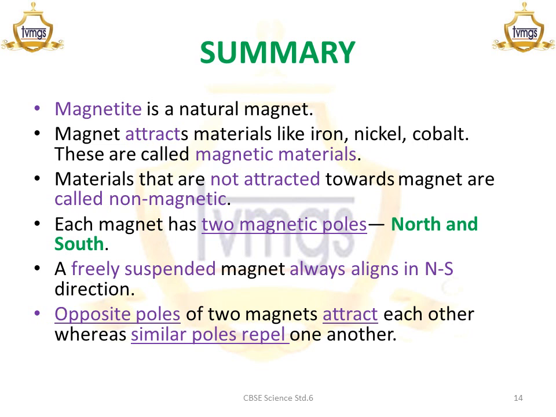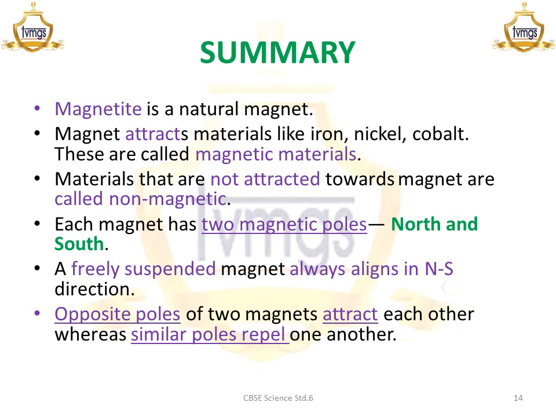Magnetite, also known as lodestone, is a natural magnet. A magnet attracts materials like iron, nickel, and cobalt. These materials are called magnetic materials because they get attracted by magnets. Materials that do not get attracted by magnets are called non-magnetic materials.